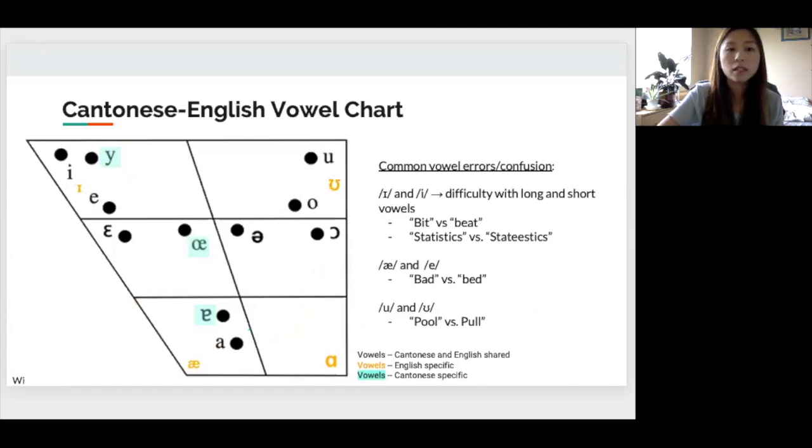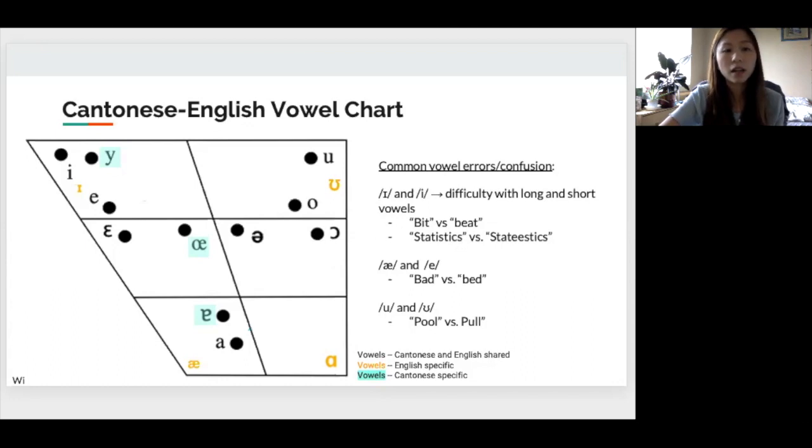And this is the Cantonese English vowel chart. Vowels that are in black are the ones that Cantonese and English share, except for the ones that are highlighted with light blue. The vowels in orange are vowels that are unique to English, which suggests that Cantonese speakers will have vowel errors and vowel confusion due to speech perception difficulties, as some of the vowels do not exist in their native language, especially with the short vowels. For example, there is no I sound in Cantonese. So bit, they might say it as beat.